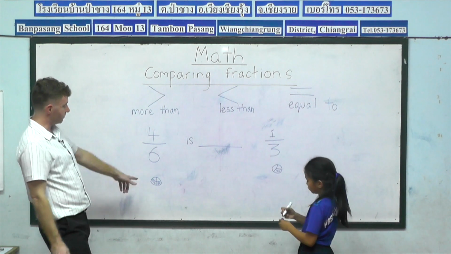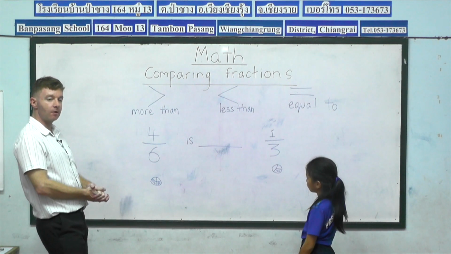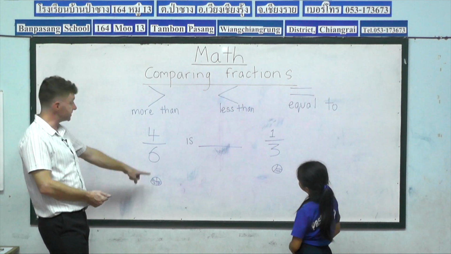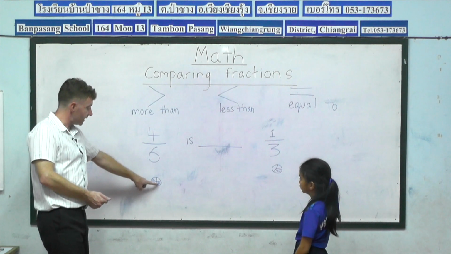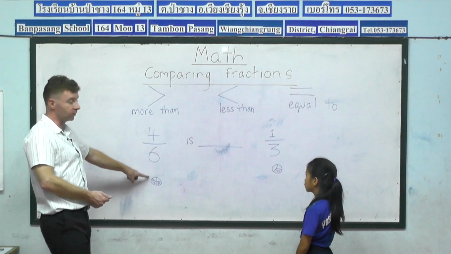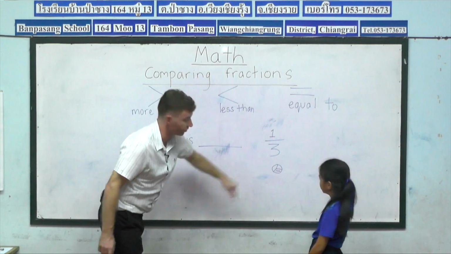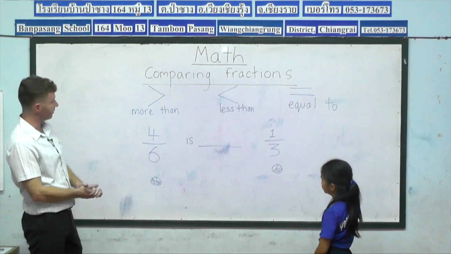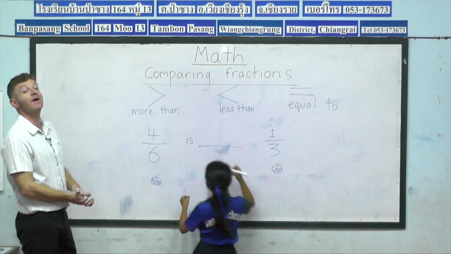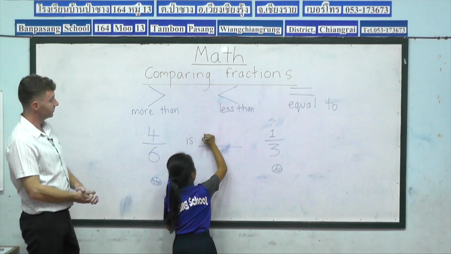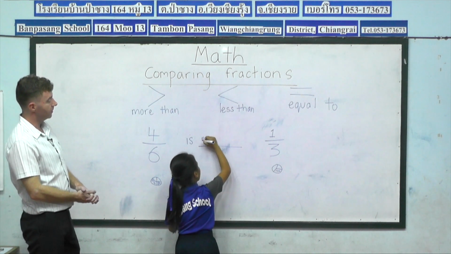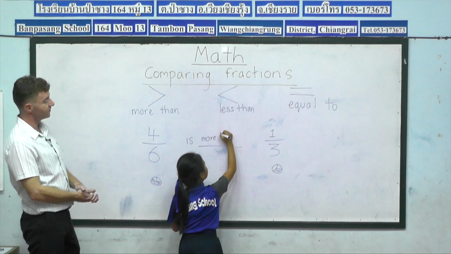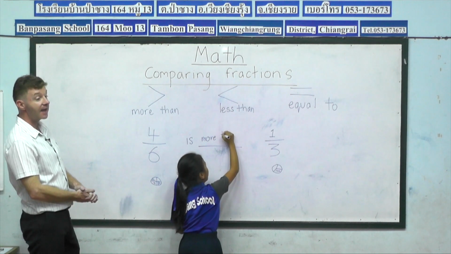Okay, now let's have a look at the two circles, guys. Which is bigger and which is smaller? 4/6 is bigger. You can see 4/6, more than half the circle is coloured. But 1/3, more than half the circle is not coloured. So what do we think 4/6 is? More than, yes. Okay. More than, M-O-R-E T-H-A-N.